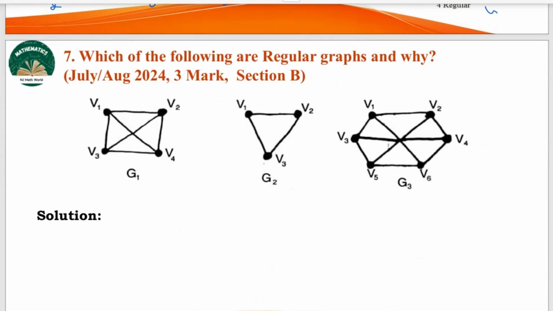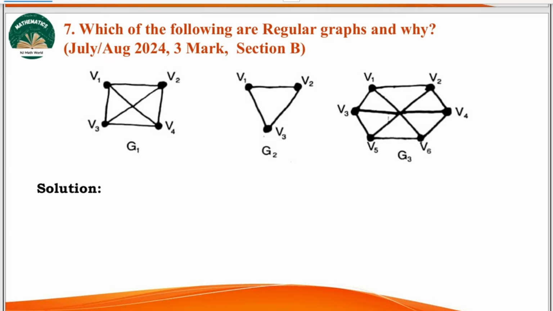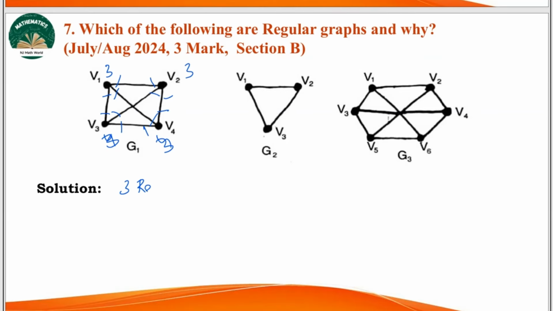Then moving on to the next question, which of the following are regular graphs? What we have to check? We have to check all the vertices have the same degree. So you will check V1. V1 has 3, then V2 has 3, then V4 also has 3, then V3 also has 3. So now it is called a three regular graph. First one, that is G1. G1 is a three regular graph.